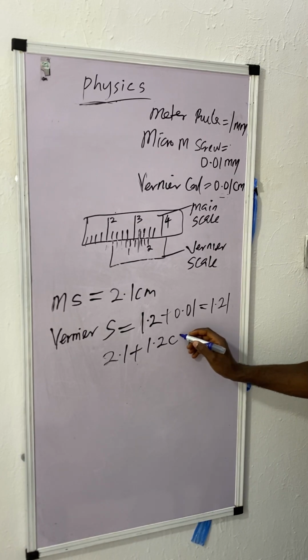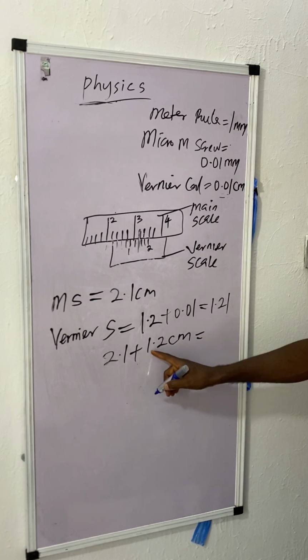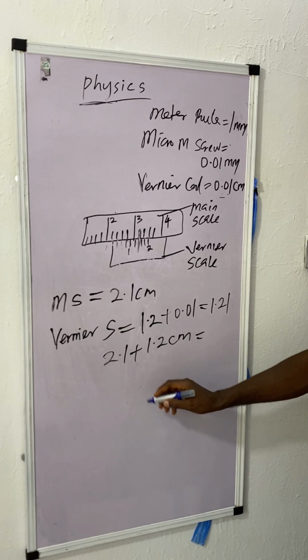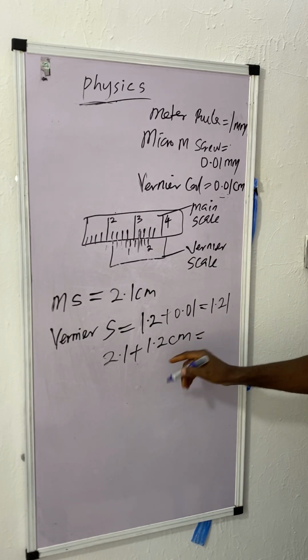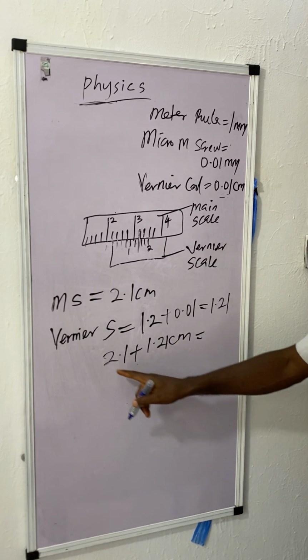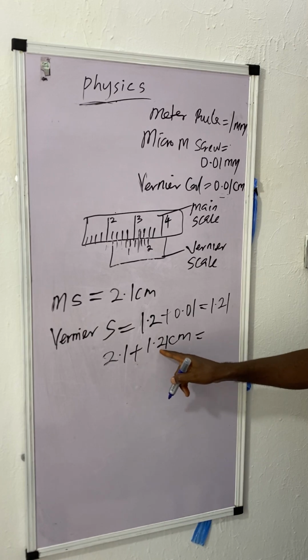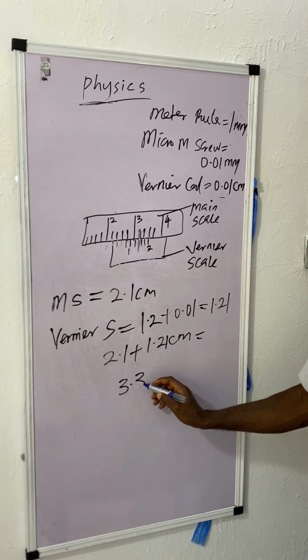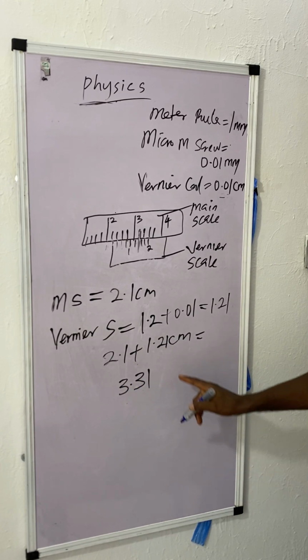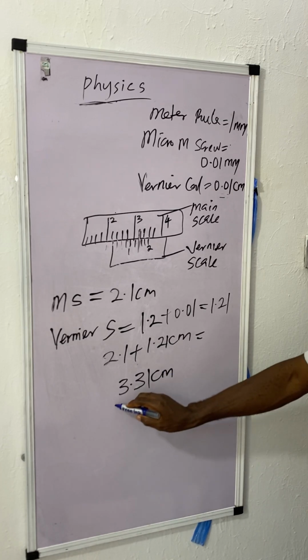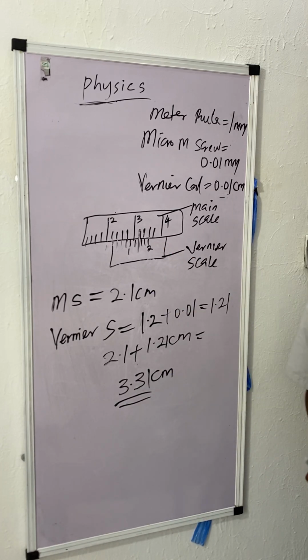2.1 plus 1.21 centimeter equals what? This will give us 3, and this will give us 3. So we get 3.31 centimeters. So this is our final reading for this vernier caliper. All right, as easy as that.